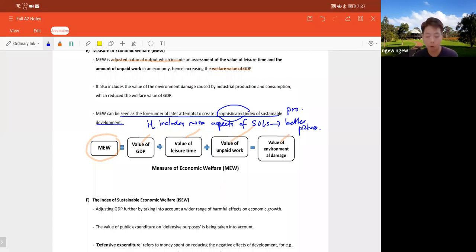Okay, but then guys, when you talk about limitations, we have a lot to talk about. First of all, how are you going to measure this externality accurately? So therefore, it is very difficult to provide a monetary value on environmental damages. One thing. Secondly, guys, how are you going to capture the value of unpaid work?